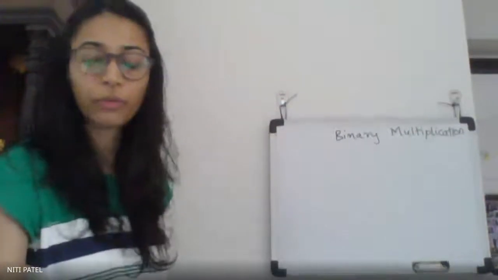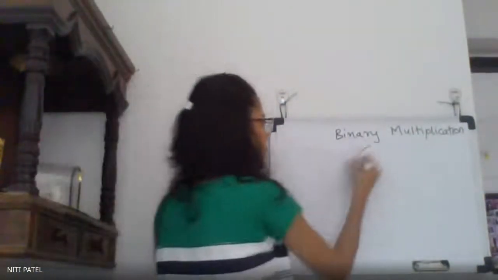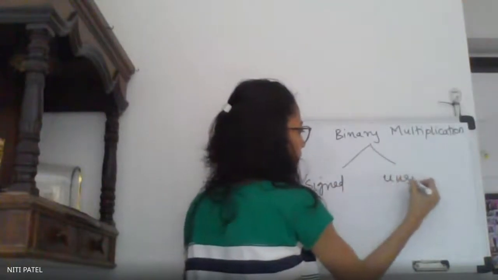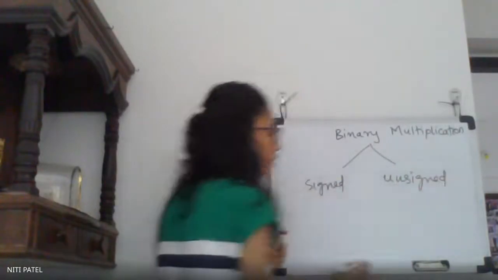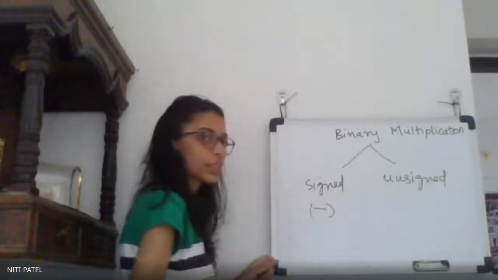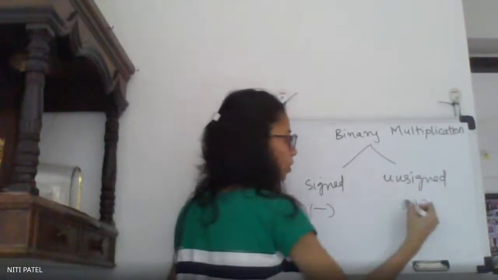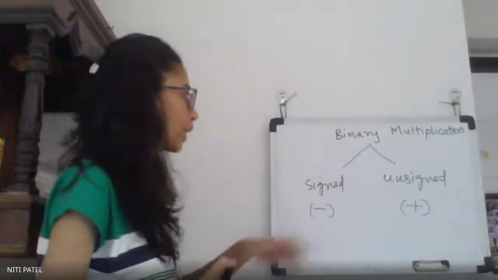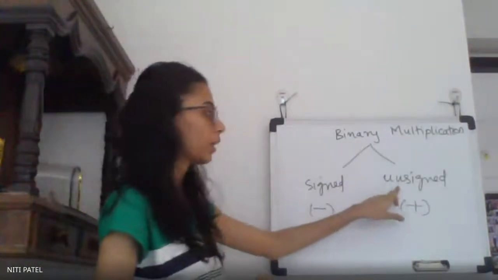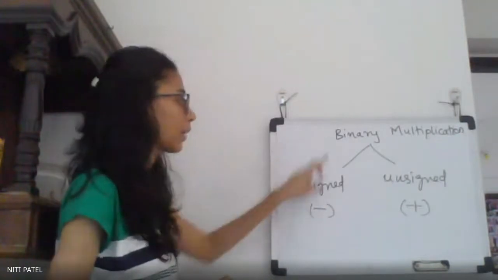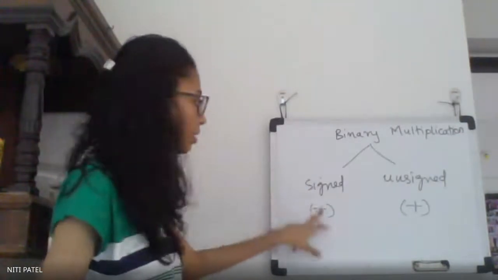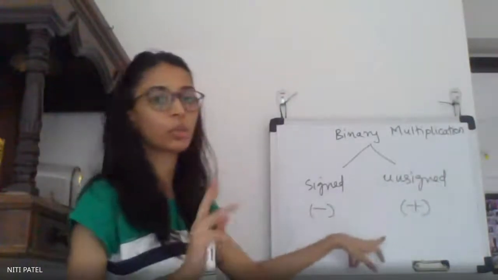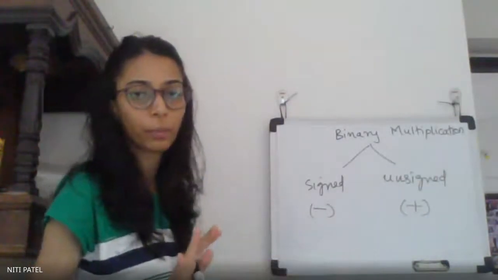Now we have two types of binary multiplication: signed numbers and unsigned numbers. What is the difference? If a number is negative, we call it a signed number, and if a number is positive, we call it an unsigned number. So we'll see multiplication of binary unsigned numbers, and we'll also see multiplication of binary signed numbers. That means one of the numbers will be negative, but if it is unsigned, both the numbers will always be positive for multiplication.